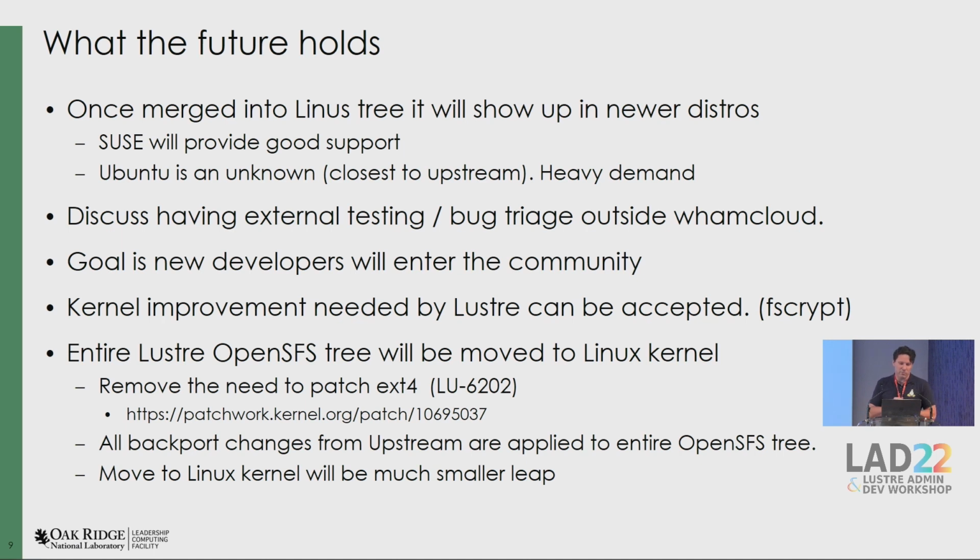When SUSE goes to do their test rigs and full support for Lustre, they've decided they only want to do the native client. They don't want to do the OpenSFS tree. They'll be going immediately to that. As for Ubuntu, that's the closest to upstream, and there's heavy demand. Even from the last discussion, we see a large interest in the community to support this. So Ubuntu will probably still be a community-supported effort.